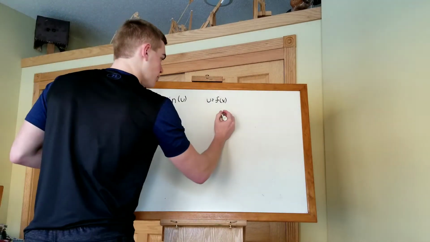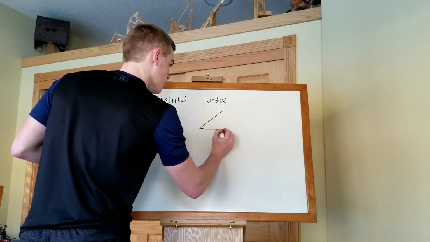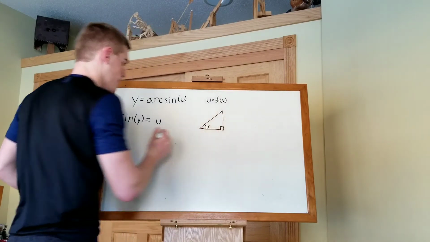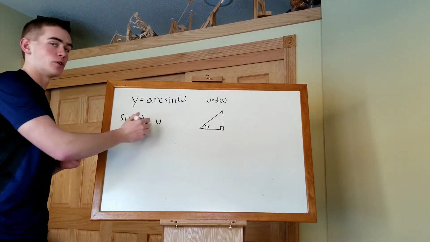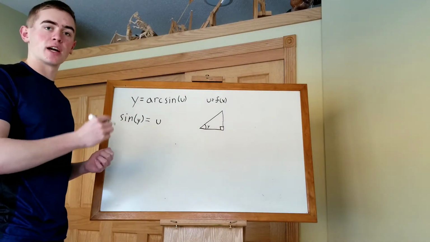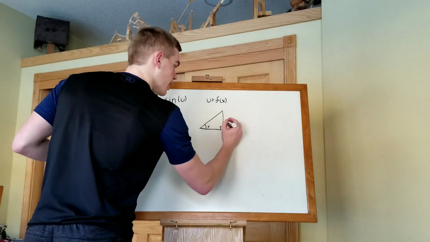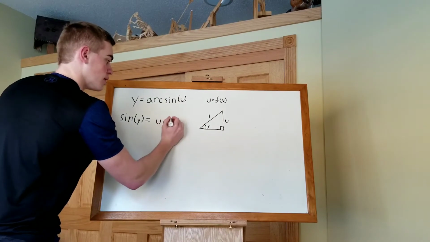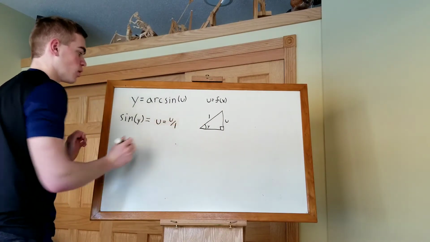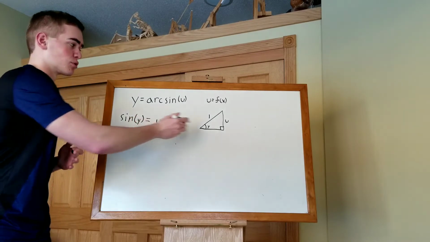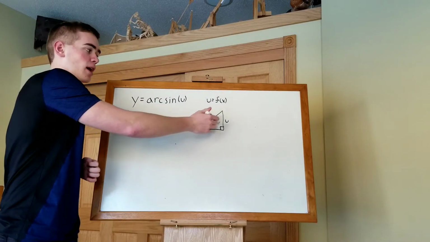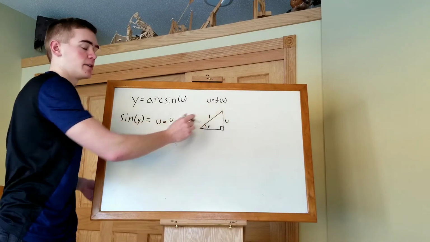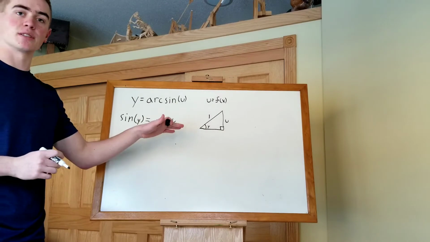So what this means is that we have essentially a right triangle with angle y, because we're saying the sine of y is u, and sine is opposite over hypotenuse. So for this, we have u and 1, because you can think of u as being u divided by 1. So that's what this function really is representing, a triangle with angle y, where the sine is u, so the opposite is u, hypotenuse is 1. And that's really going to help us later on.